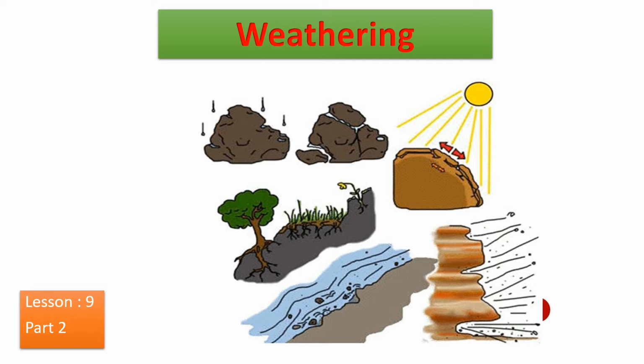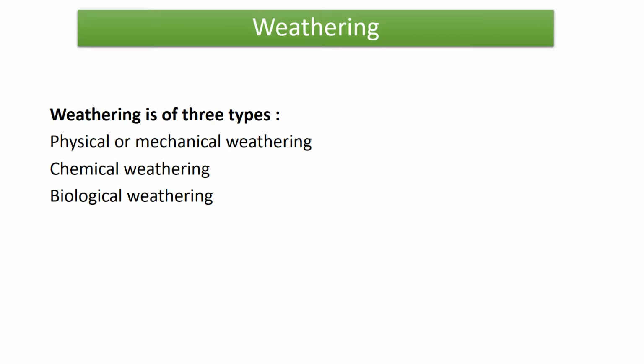In today's video I will discuss what is meant by physical or mechanical weathering and the various types of physical weathering. Weathering is of three types: physical or mechanical weathering, chemical weathering and biological weathering. Now we will study physical or mechanical weathering in some detail.